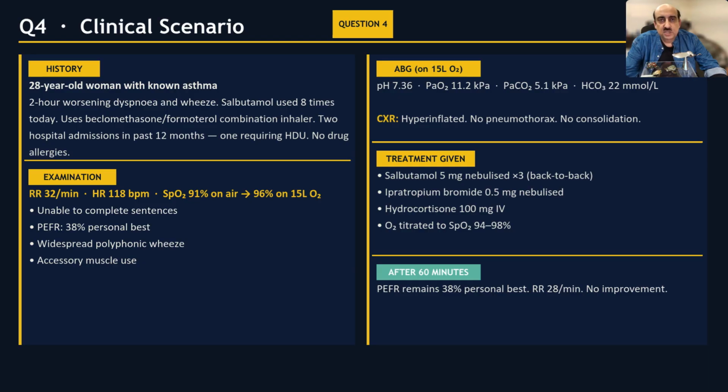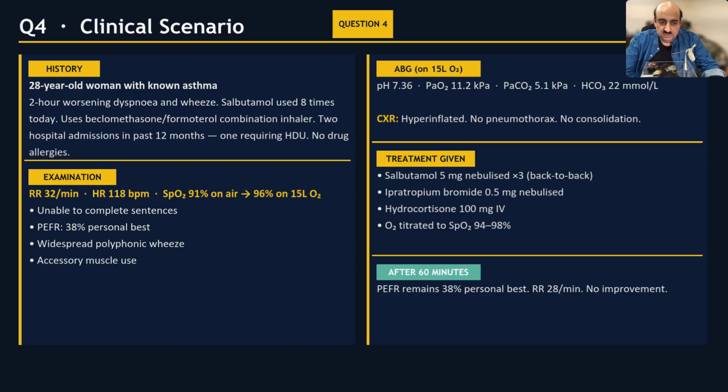On clinical examination, she is tachypneic at a rate of 32 per minute. Heart rate is tachycardic at 118 beats per minute, and oxygen saturations breathing room air were 91%, increasing to 96% on 15 liters of oxygen. She is unable to complete full sentences. The peak expiratory flow rate is 38% of her personal best, and there are widespread polyphonic wheezes throughout the lung fields bilaterally.